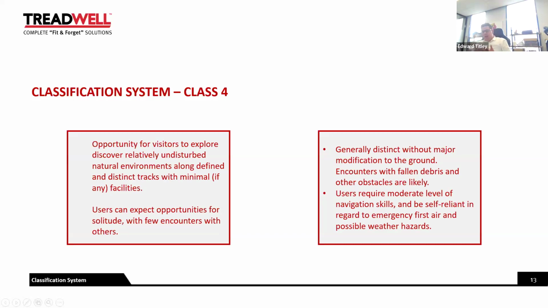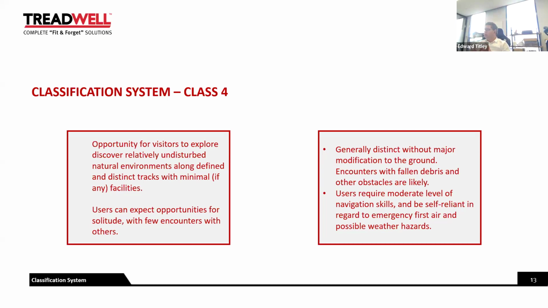Class 4, once again, we see a bit of a terminology change: opportunity for visitors to discover relatively undisturbed natural environments along defined and distinct tracks. So there's still a provision of a distinct track, but with minimal, if any, facilities. Users can expect opportunities for solitude with few encounters with others. So that would be fairly, shall I say, lightly used tracks.